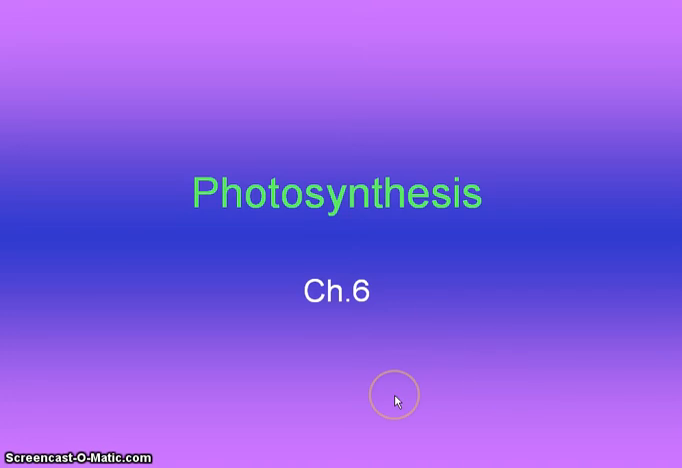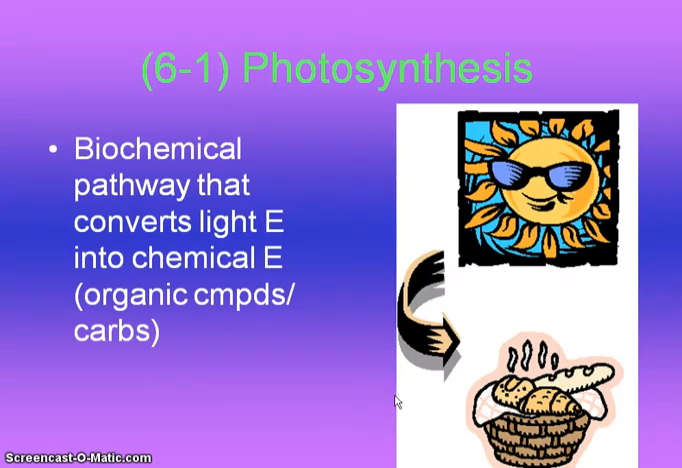Chapter 6 discusses photosynthesis. Chapter 6, Section 1 begins by explaining that photosynthesis is a biochemical pathway that converts light energy from the sun into chemical energy or food energy, which we would refer to as organic compounds or carbohydrates or sugars. All of those things are various food energies that the plant can then utilize.